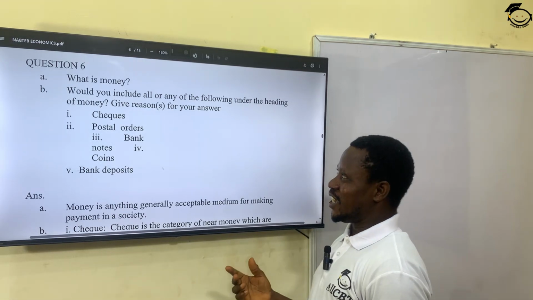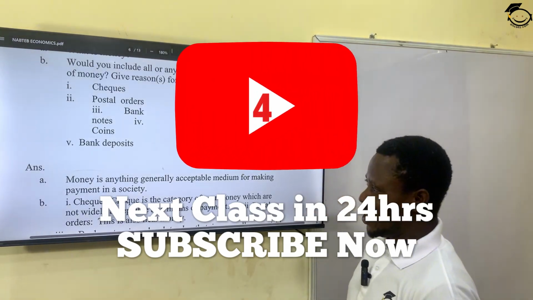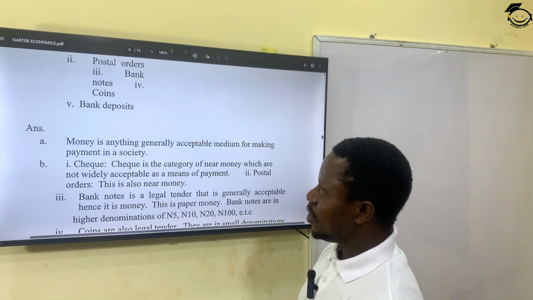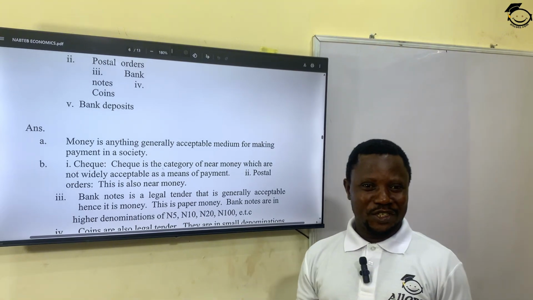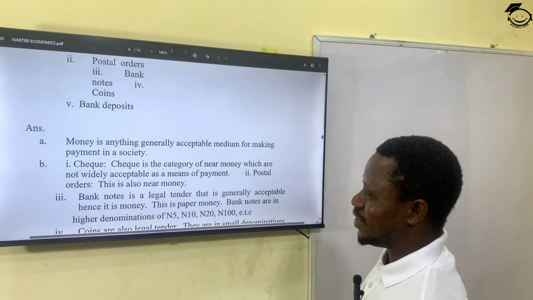They are not actual money, but they are near money. But they are also a medium of what? Of settlement of debt and payment and transaction of businesses. All right? But I'm expecting even those who set this question to put another one called transfer, which is the major thing we all do now. Transfer, okay? That is online transfer and the rest of them.